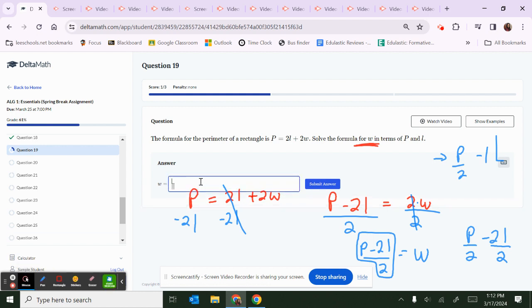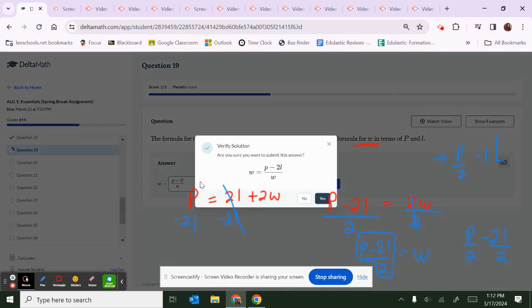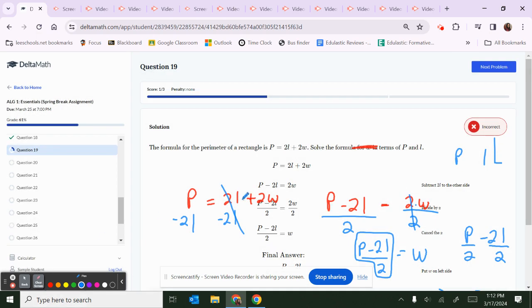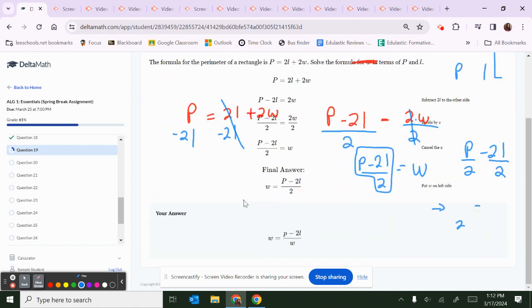So the fraction P minus 2L being divided by 2. I don't think it would be incorrect if you put a lowercase p. I think it still would be correct, I'm assuming. I don't know for sure. It might mark it wrong. It loading this long is making me skeptical. Or I could write P over 2 minus 1L. So I guess you have to write it as a capital P.